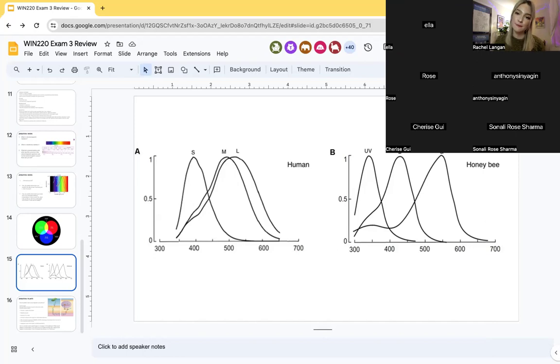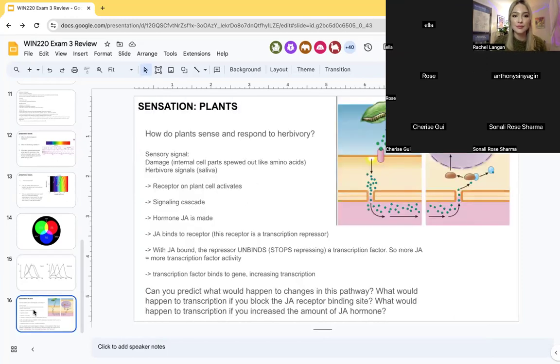Do we need to know about PFR and all that? No, that will come up on exam 4 for sure, but not for exam 3. Could we go over the jasmonic acid pathway again? You said that we need to determine what happens if something doesn't work. Yeah, so it's helpful to know what the pathway is in order to do that.